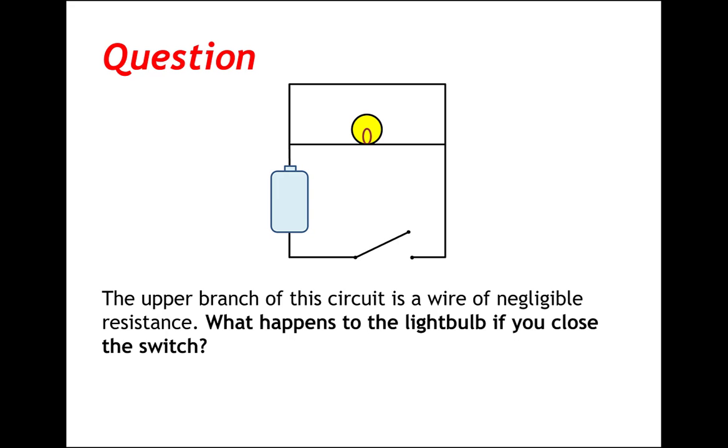So what do you think would happen if we close the switch? Will the light bulb light, or will it stay unlit? The answer is that the light bulb does not light. Now that's because the light bulb is a resistor and the upper wire has negligible resistance. Because of this, the light bulb will remain unlit since most of the current will follow the negligible resistance path through the upper wire that shorts the circuit.